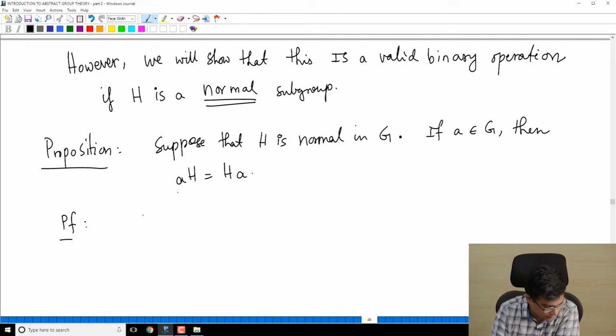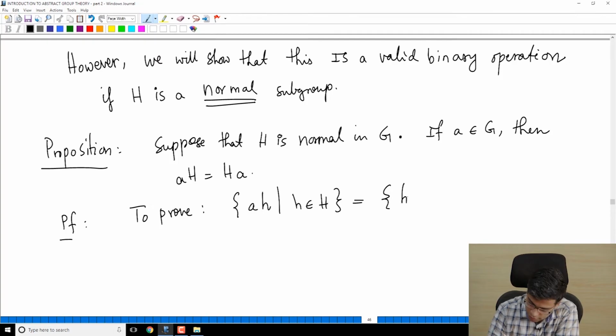So I'm saying aH equals Ha. What does that mean? I want to prove that the set aH is equal to the set Ha. What does this mean? What is aH? We want to show that aH, as h is in H, is equal to Ha, as h is in H.